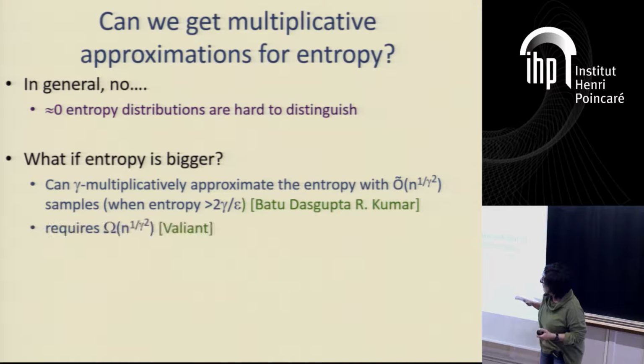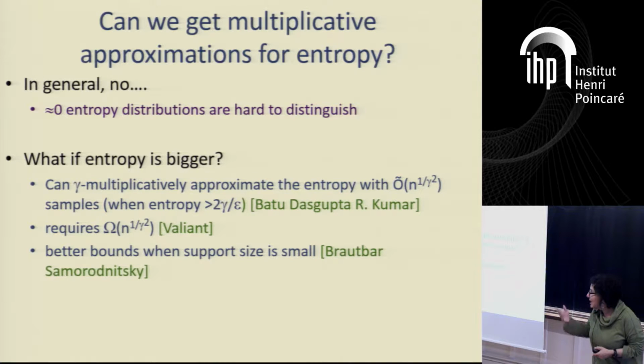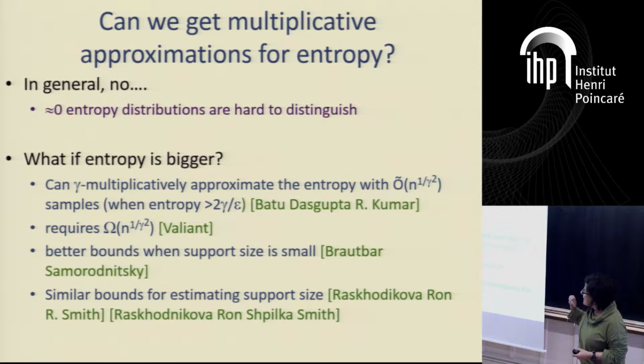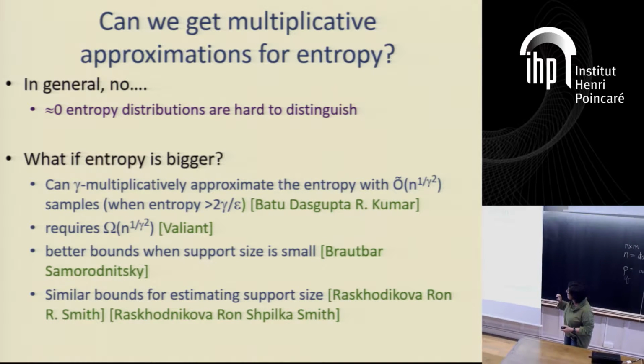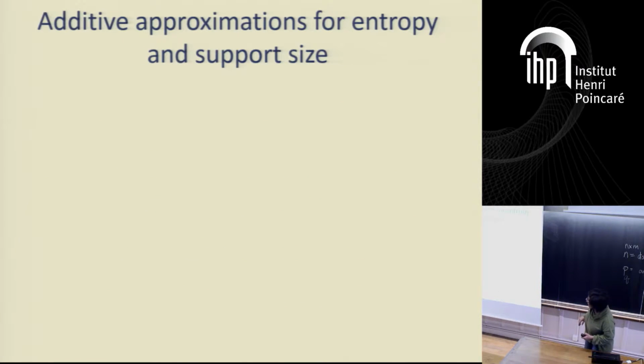All right. And this is actually tight, we know that it requires n to the 1 over gamma squared. That is Paul Valiant, 2008. And you can actually get better bounds when the support size is small, and all sorts of things. It's similar for estimating the support size of a distribution; you can get similar bounds. I'll leave it at that.